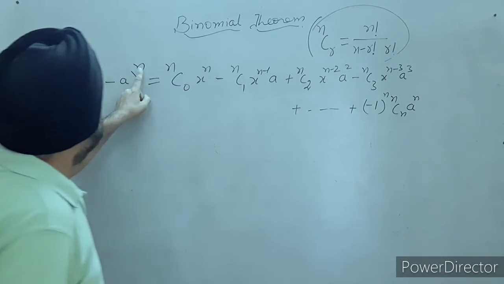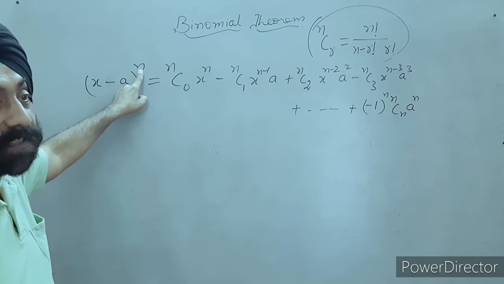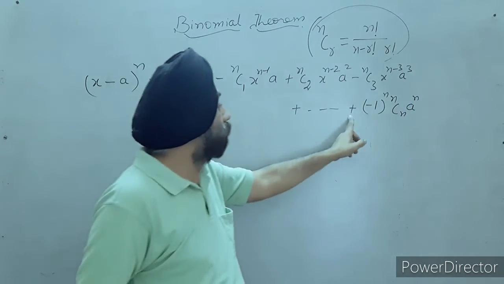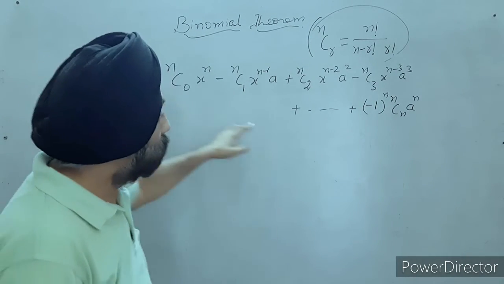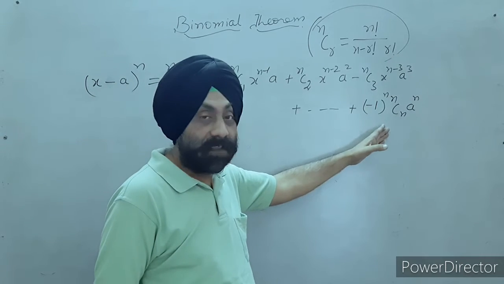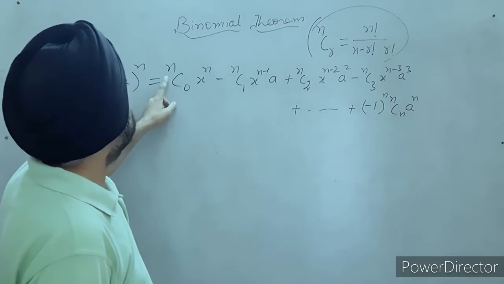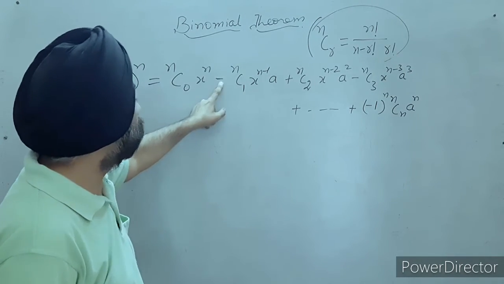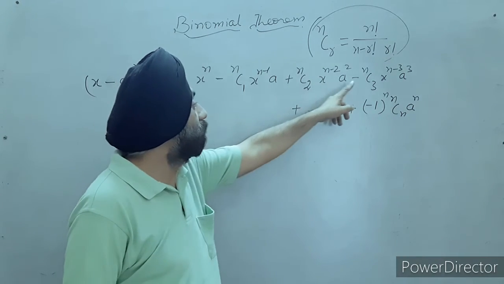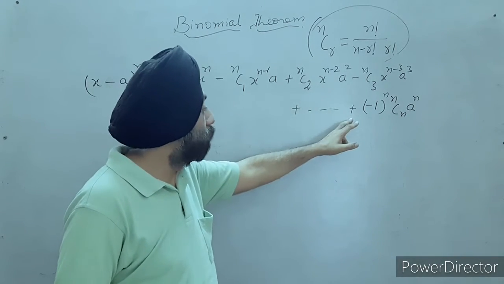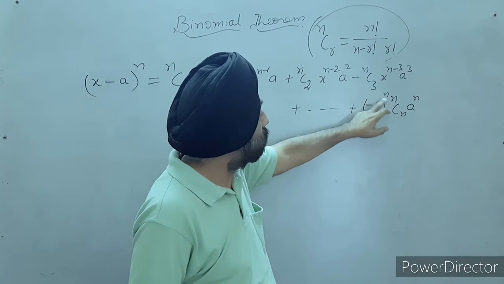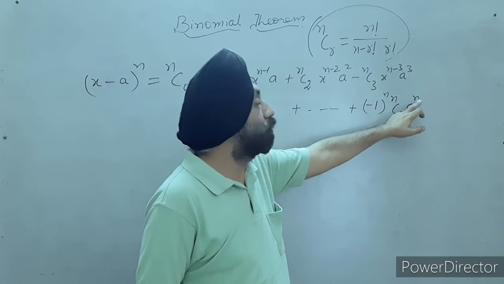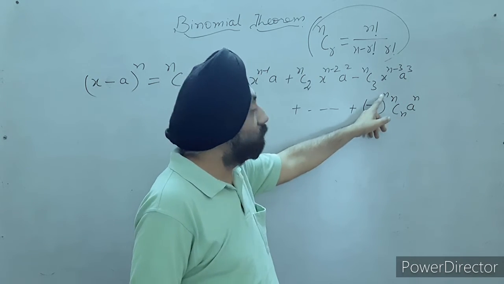Now, if the value of n is an even number, then it will become a plus sign. If n is an odd number, then it will be a negative sign. Okay? Alternate signs are there. First term is positive, then negative, then positive, then negative, and so on, till you reach the last term, that is the nth, that is minus 1 raised to power n, nCn a raised to power n.